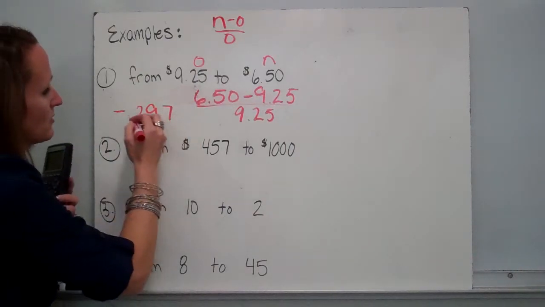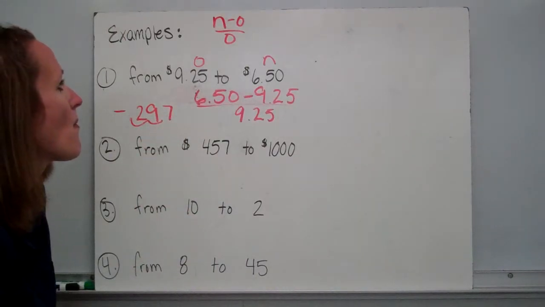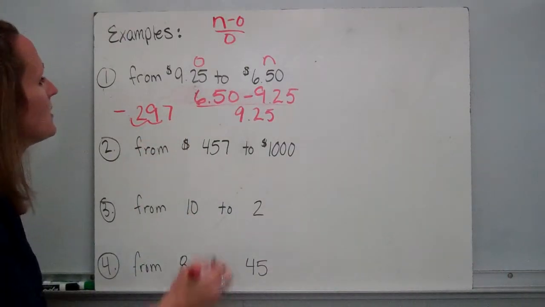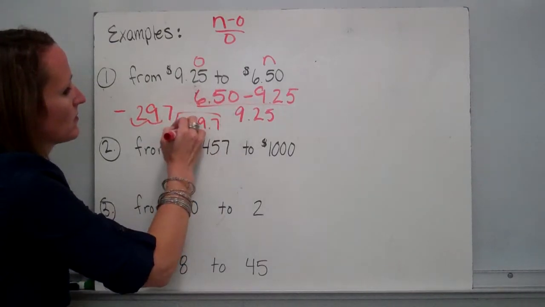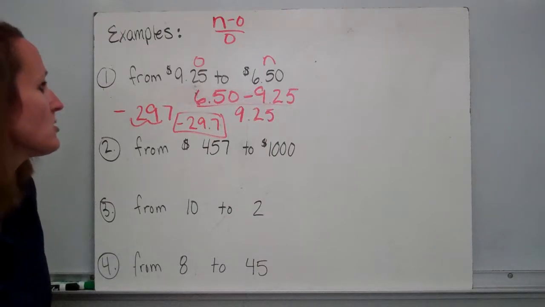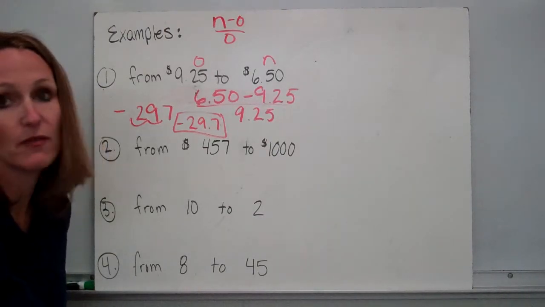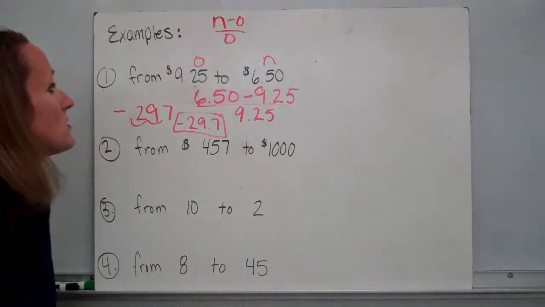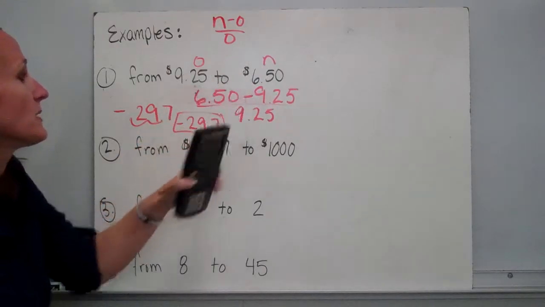Now let's make it a percent. So this becomes negative 29.7. So did we decrease or increase? We decreased by 29.7%. So going from our old to our new, we decreased.